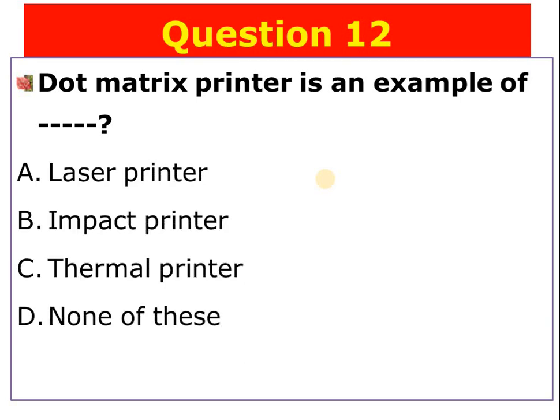Dot matrix printer is an example of A. laser printer, B. impact printer, C. thermal printer, D. none of the above. The answer is choice B, impact printer. This dot matrix printer is an impact printer.